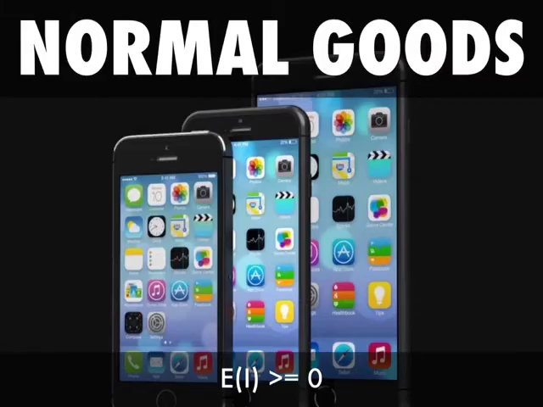All right, well, normally, I picked the iPhone 6 just because it just came out this week. But normally, when your income goes up, then you want more stuff. Rich people have more stuff than poor people. In a normal good, you get richer, you want more. And so a rich person is going to have a phone and an iPad and a bunch of stuff.